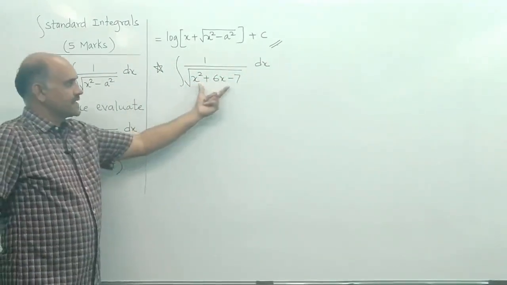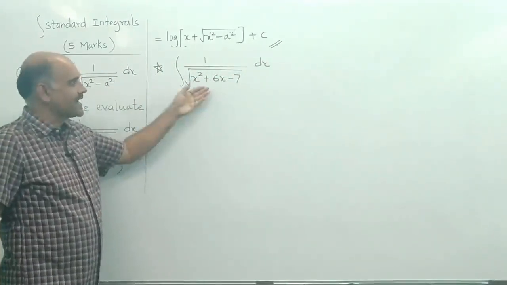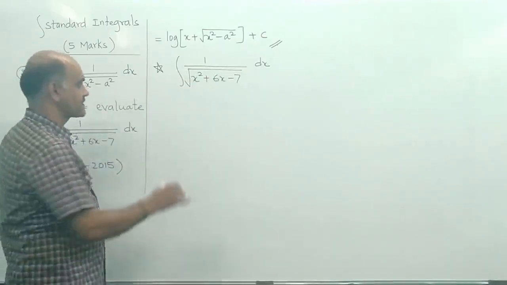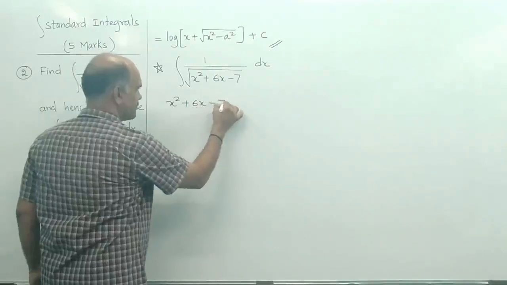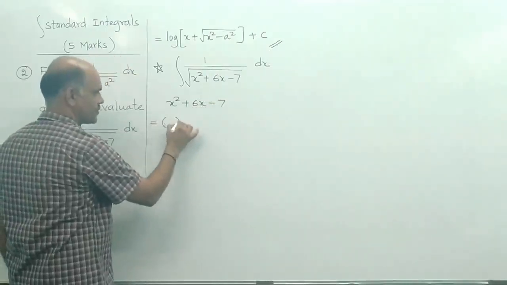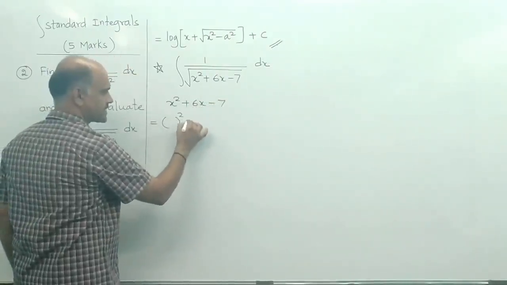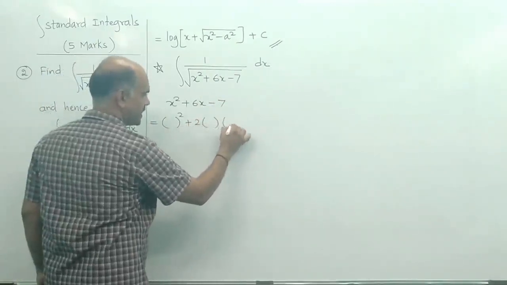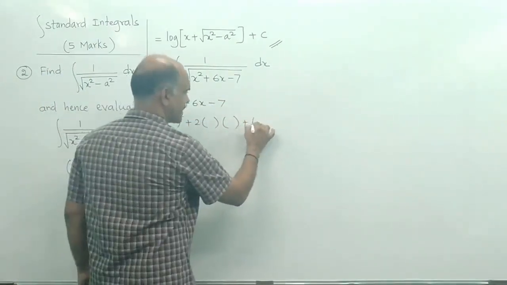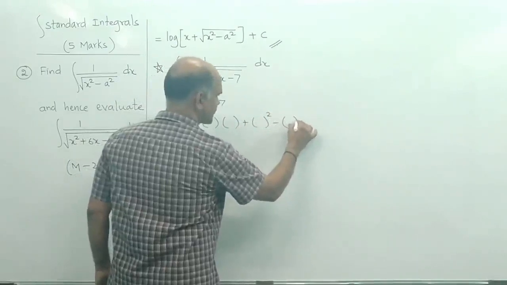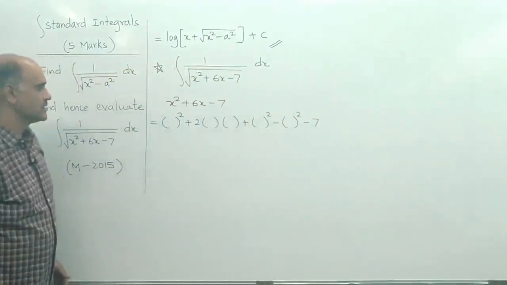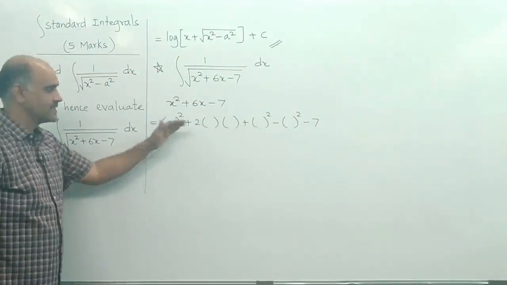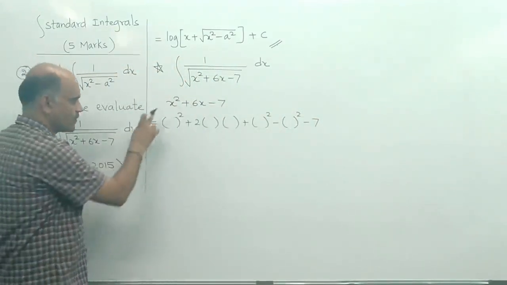Now first I will take this quadratic term and again I will convert it into a perfect square. So x square plus 6x minus 7. This is equal to a square plus 2ab plus b square minus b square, then the minus 7 as it is. So now you can tell me, it's similar to the last problem that we have got.